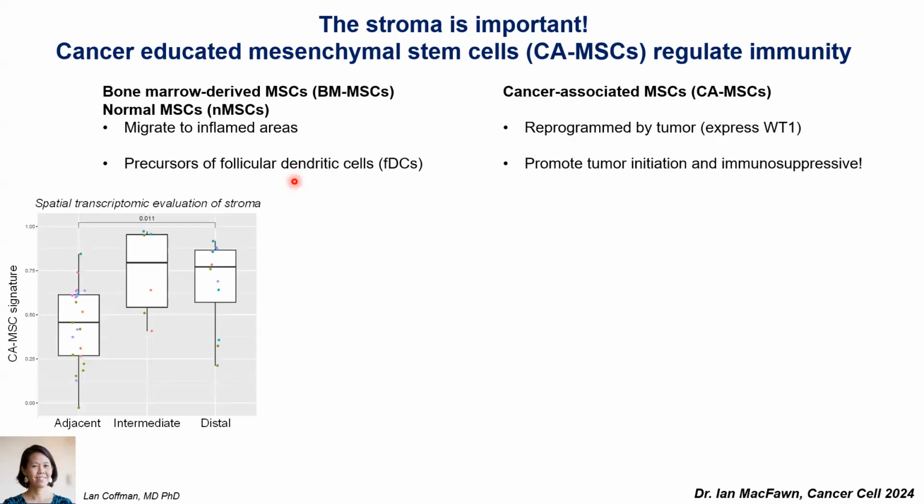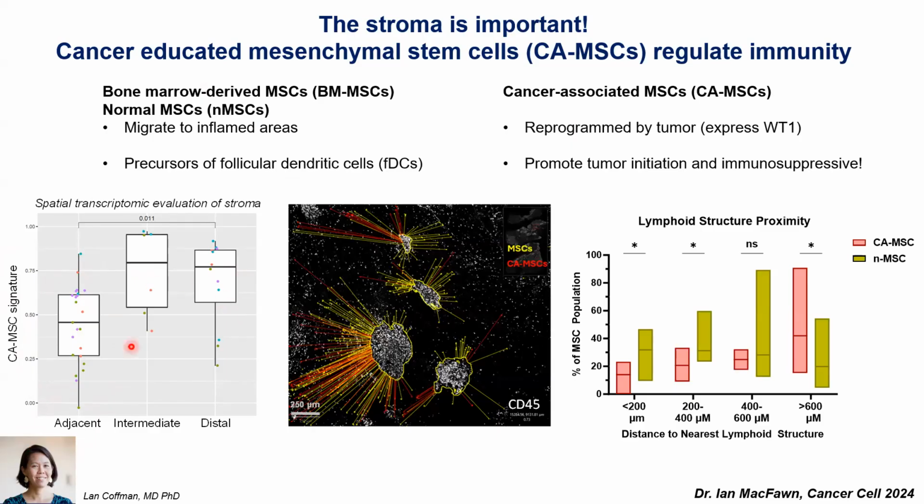So we first started out by looking at a signature in our spatial transcriptomic data that Lon created for CMSCs. And we saw that as we moved from being close to the TLS to further away, this signature increased. We then vetted this with another spatial panel where we looked at the TLS, and then we asked, how close or far away are these normal MSCs versus these cancer-educated MSCs? And again, as you move further away from the TLS, you get more cancer-educated and less normal. So we really think that areas where these cancer-educated mesenchymal stem cells are present in the stromal compartments, it's resisting TLS development. And we're following up on some of this mechanistically in a mouse model.